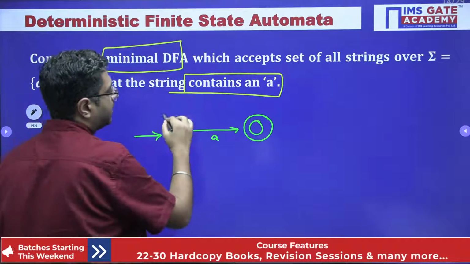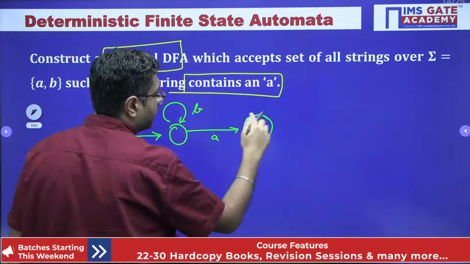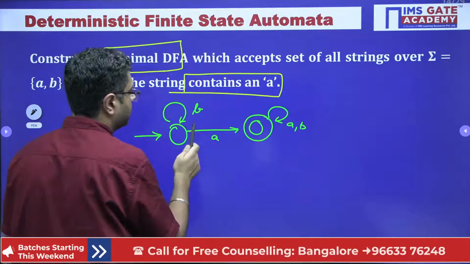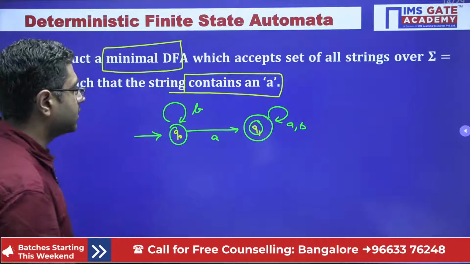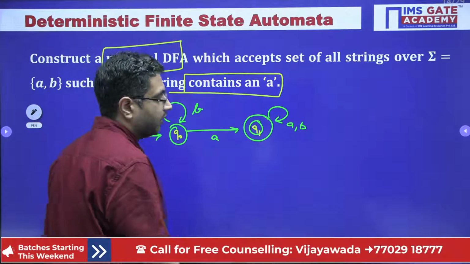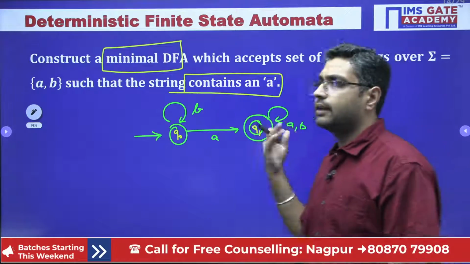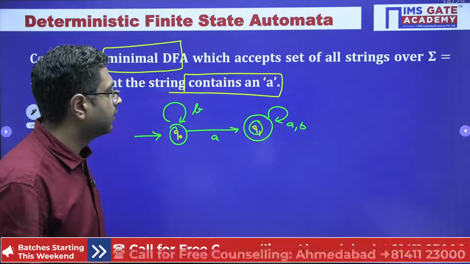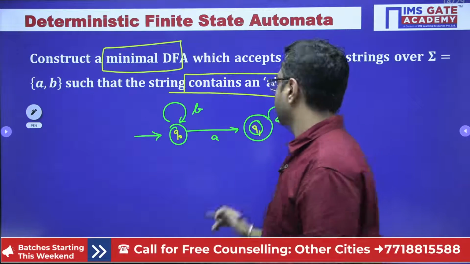If I am only getting b's, I will stay over here. Once I get an a, it means I am accepting. After that, if I get anything, a or b, I will remain at this state. This is q0. This is q1. And we are done. Once you get an a, you reach the final state. After that, whatever comes, you don't care at all. So therefore, this is your final DFA in this case.